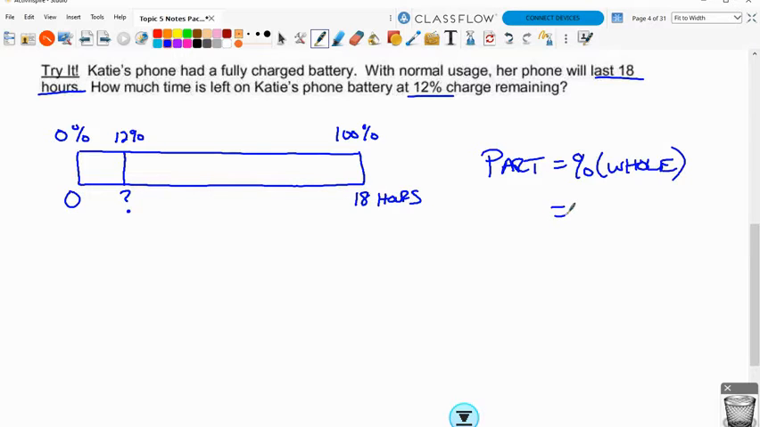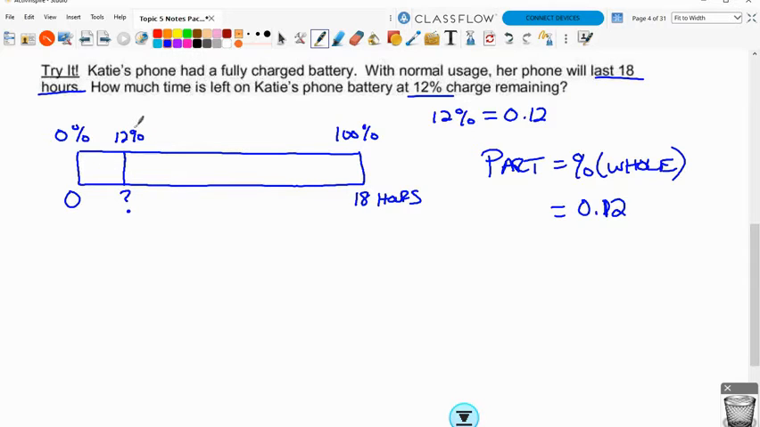So again, we're looking for how much time will be left at a 12% charge. Remember, you have to change 12% into a decimal. Move that decimal point back 2 times to the left. That's going to be 12 hundredths. So that's what we're going to put in the percent spot. 12 hundredths. And we don't know what part 12% represents.